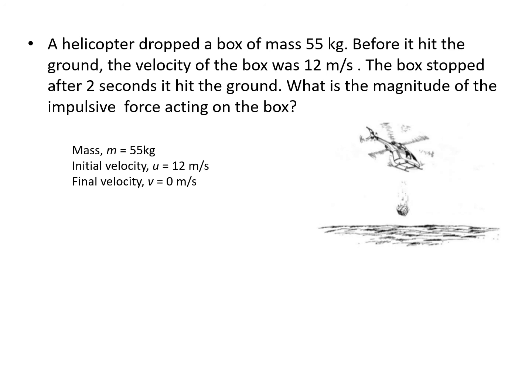And then, we need to identify and write down the formula. In this question, we write F equals mv minus mu divided by t. And for the last part, we need to substitute the values and calculate. The final answer is 330 Newton.